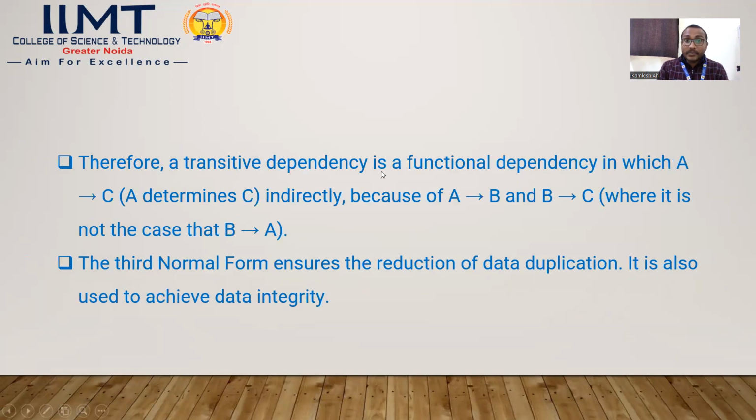Therefore, a transitive dependency is a functional dependency where A determines C indirectly, because A determines B and B determines C, where it is not the case that B determines A. The third normal form ensures the reduction of data duplication. It is also used to achieve data integrity.